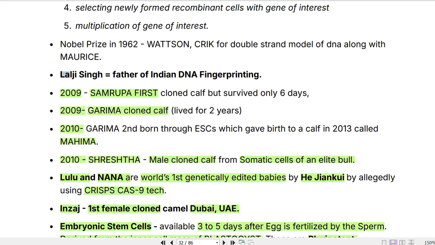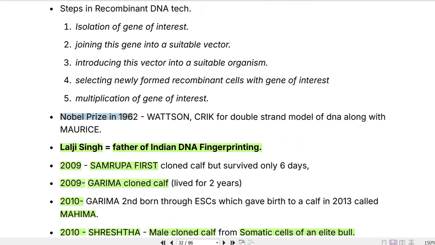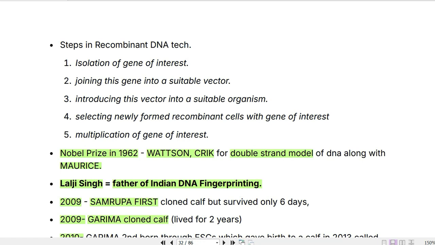Okay, then Lalji Singh is considered the father of Indian DNA fingerprinting. Then we have the Nobel Prize in 1962. It was given to Watson, Crick along with Maurice for the double strand model of DNA. So remember these names for finding out the model of DNA. That's the double stranded model. It was given by Watson, Crick and Maurice.